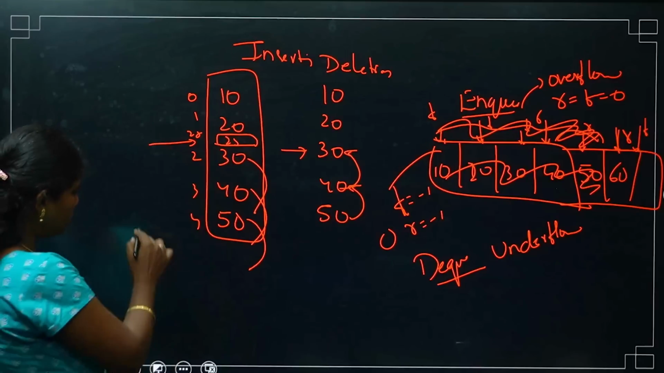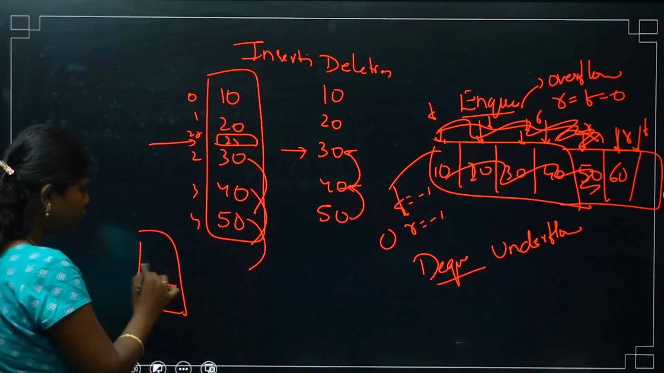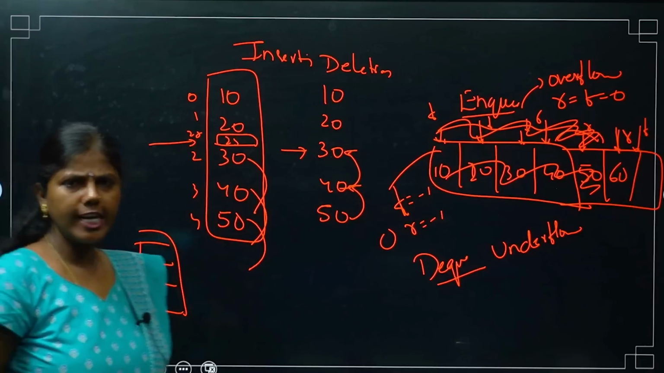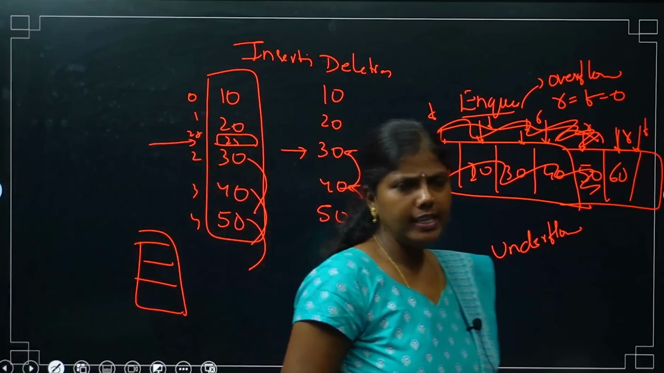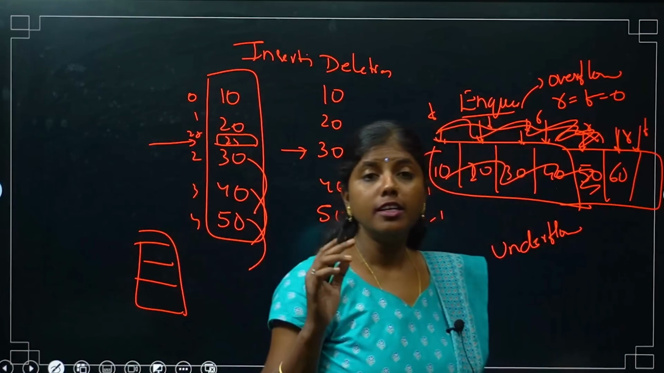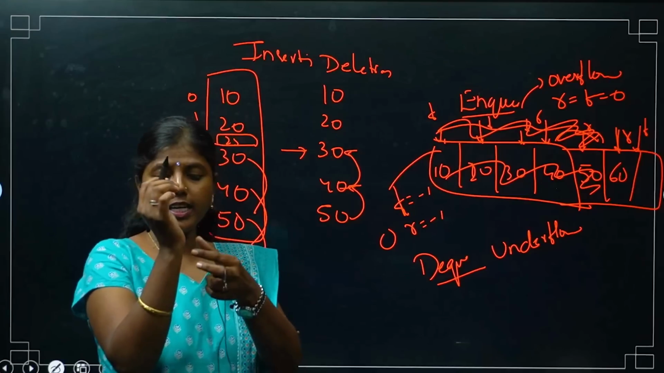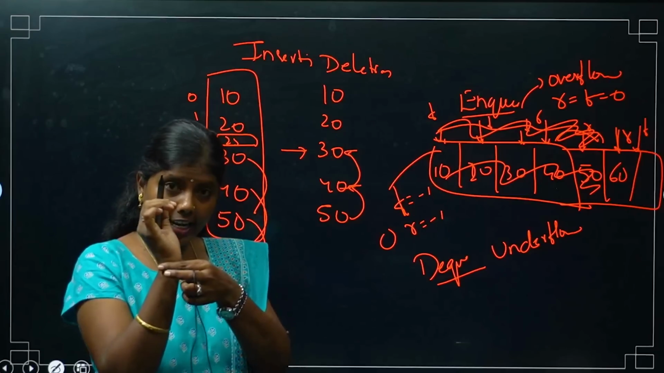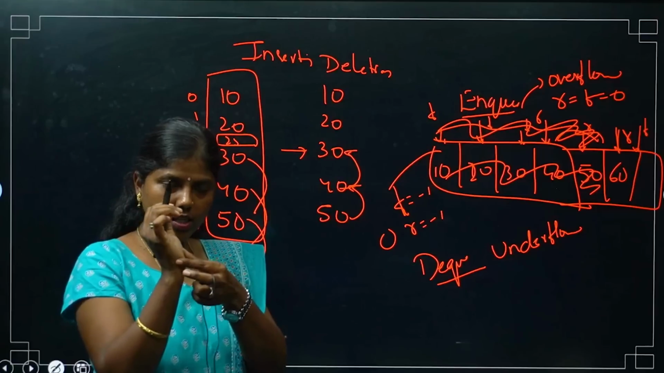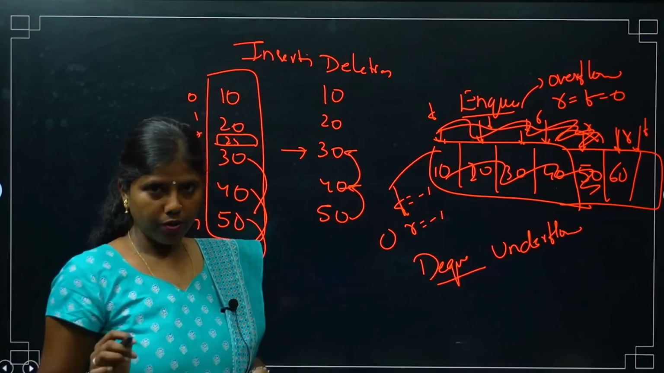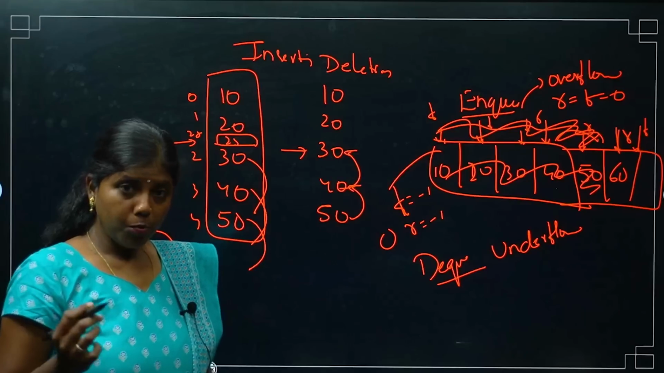With respect to the push operation, it is also the same. What is a stack? A stack is basically a linear data structure that follows the principle called LIFO, that is last in first out. Whichever element we have inserted last, that only should be taken out. Last in first out. So the operations are push and pop. What is push and pop?